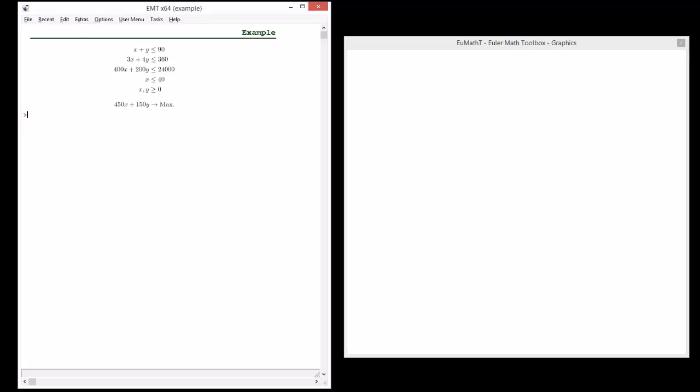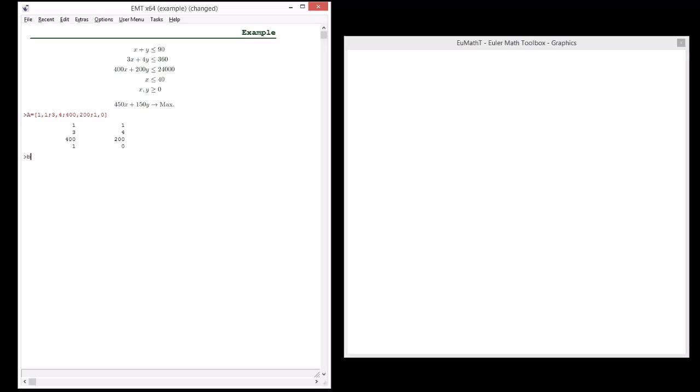We have to define the matrix A, the right side B, and the target function, which is a row vector C. So A in this example is 1, 1 for the first line, 3, 4 for the second line, 400, 200 for the third line, and 1, 0 for the fourth line. We don't have to enter x, y greater equals 0 because this is implicitly given in the simplex algorithm.